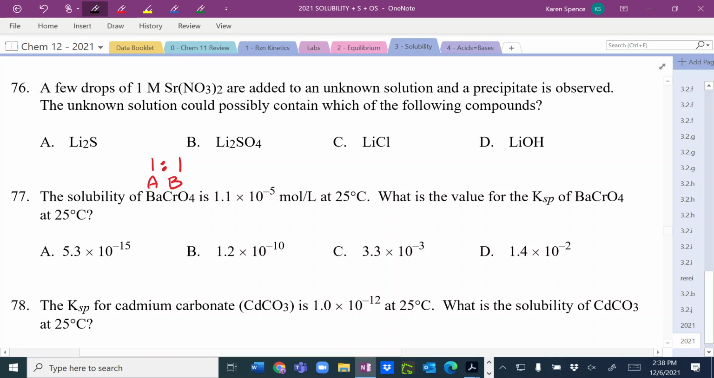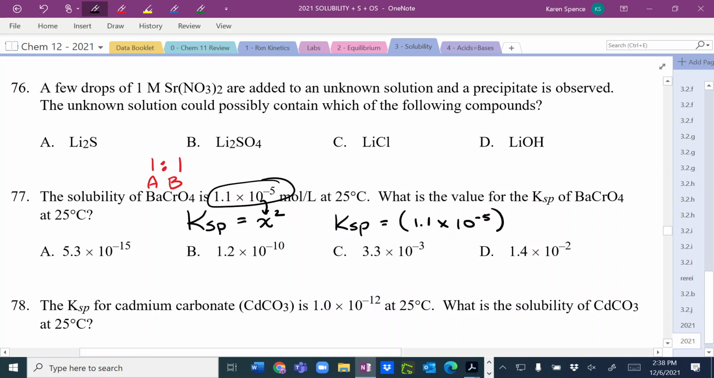So what's the expression for KSP? KSP is equal to x squared. Okay? And x is the solubility, so we're going to take 1.1 times 10 to the minus 5 and plug it in there. So KSP is equal to 1.1 times 10 to the minus 5, and we're going to square that. And we get 1.21 times 10 to the negative 10.